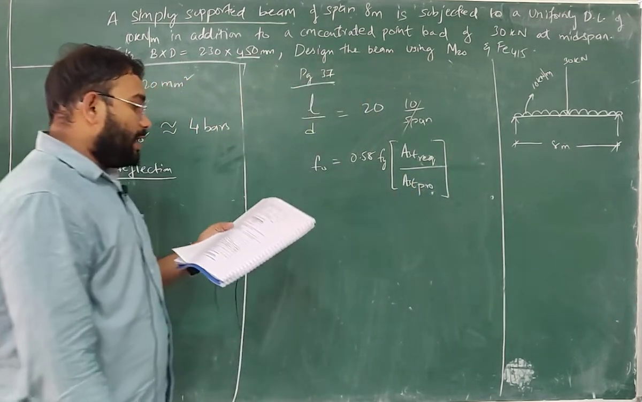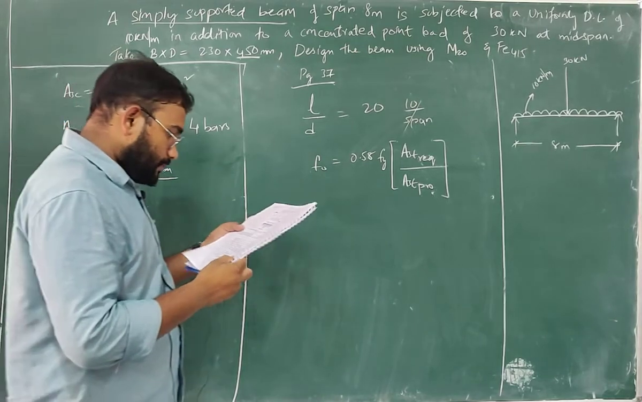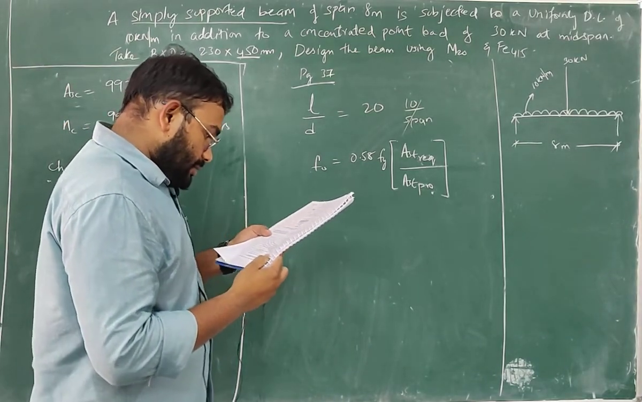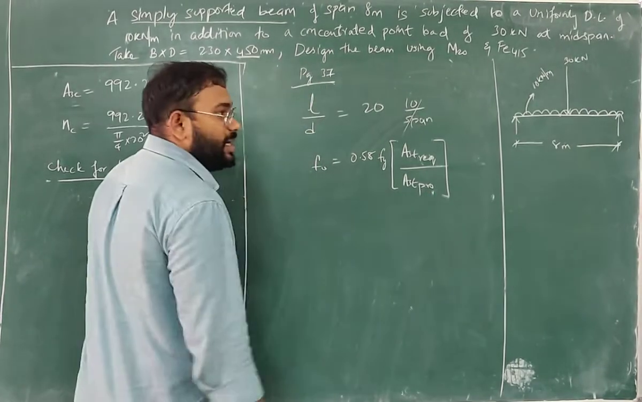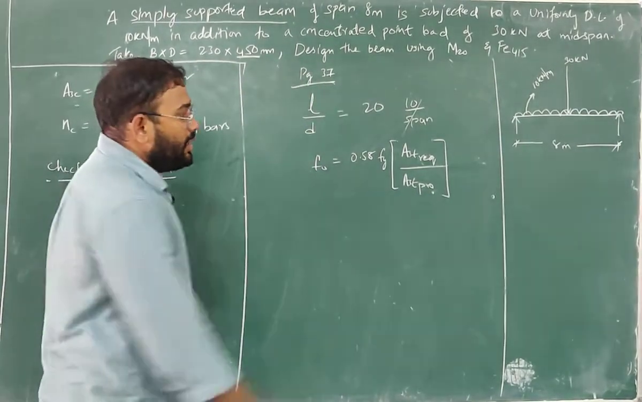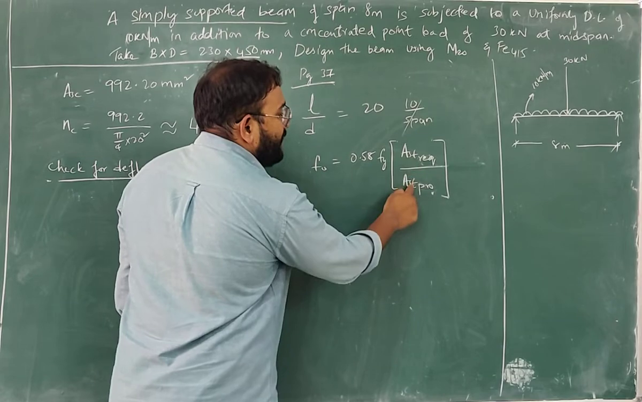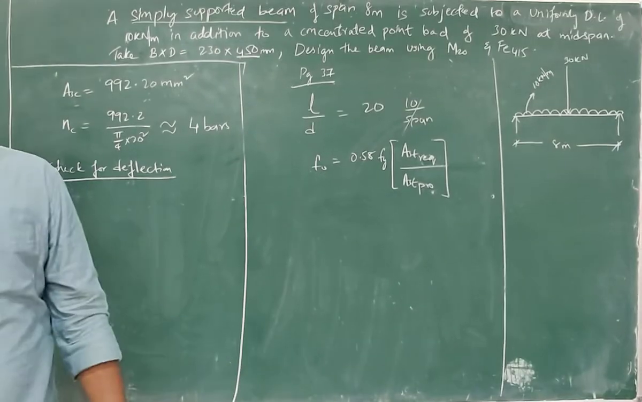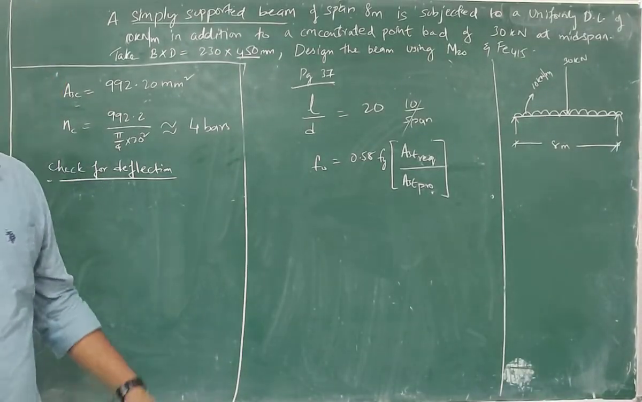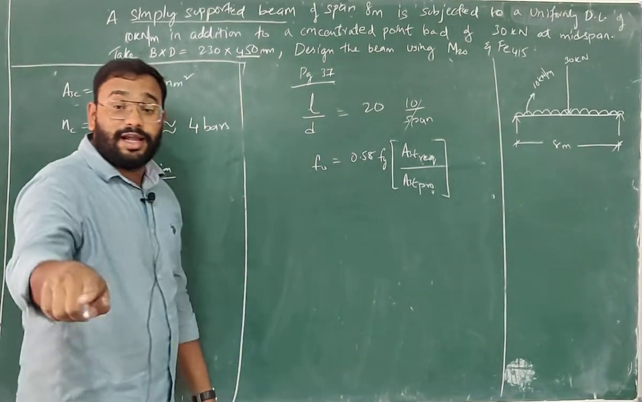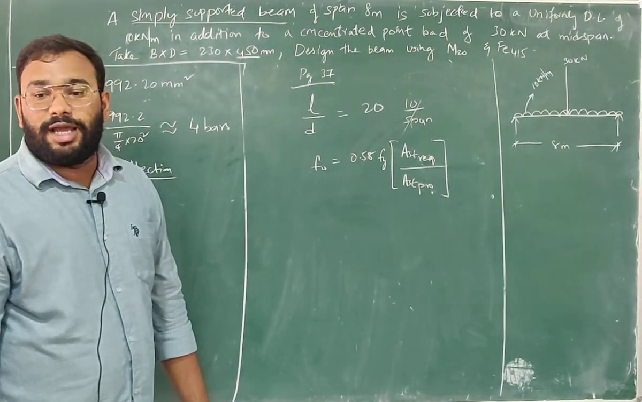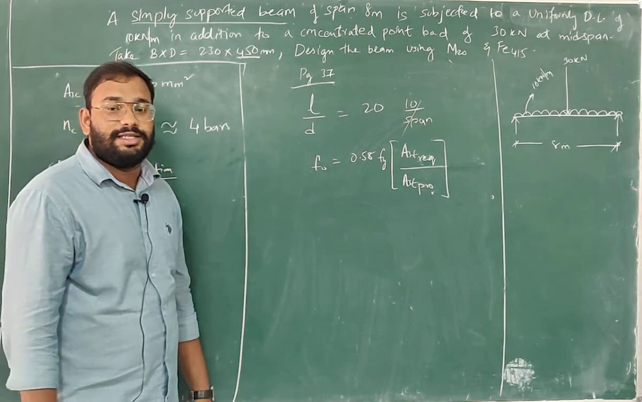I'll explain what is the difference between these two. AST required by AST provided. First of all, this is only for tension, not for compression. Please close the door. Not for compression, this is only for tension. Now how much is the tension reinforcement required? See, we have got one formula, AST LIM plus AST2. What is the answer?